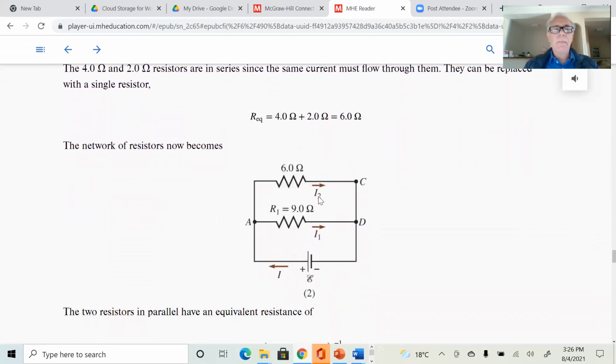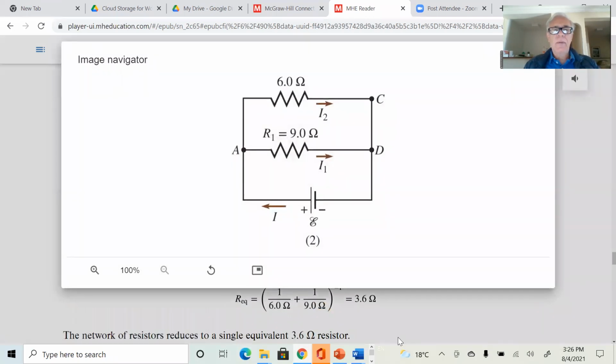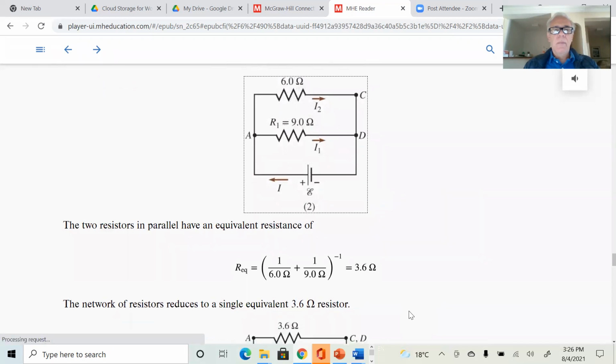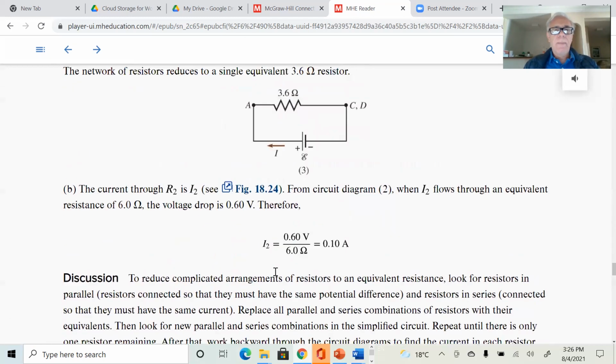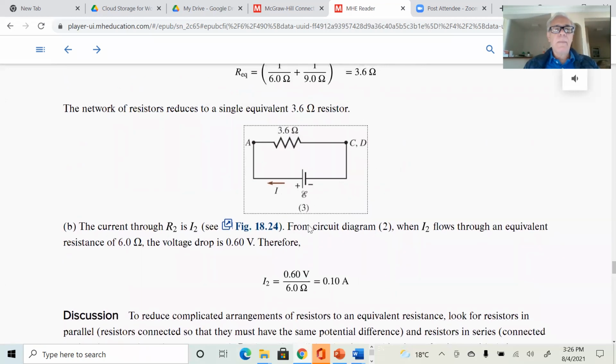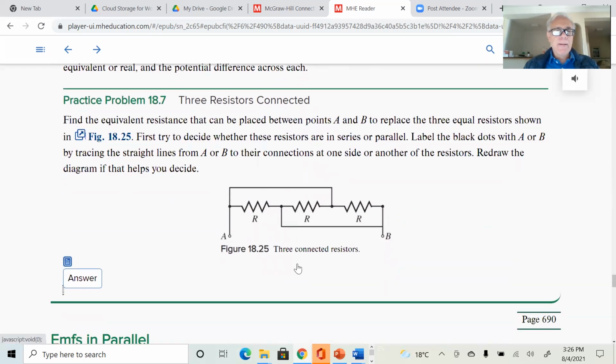Okay, and then he goes through the step by step with you. You solve for the equivalent resistance. And then if you know the potential difference is 0.6, okay? The battery provides 0.6 volts of energy. There you go.